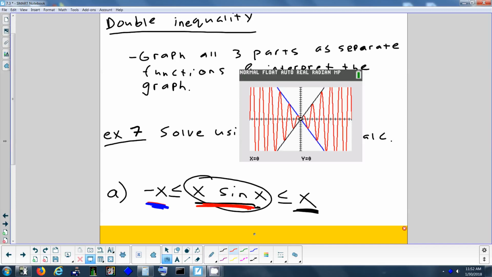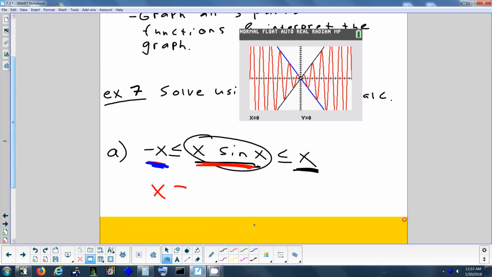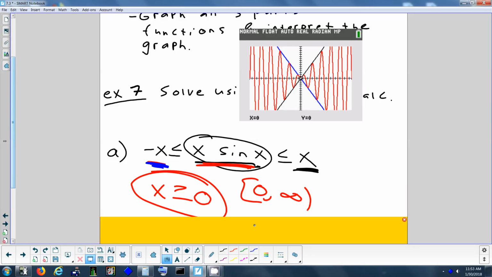If you go before 0, it's reversed. That's not what we wanted. So this is from 0 to infinity, which you could write that way as well. 0 to infinity. Why did I put a bracket? Because the problem said it was okay to equal. It has the equal to's in it. Okay. Any question on that? That's a double inequality.